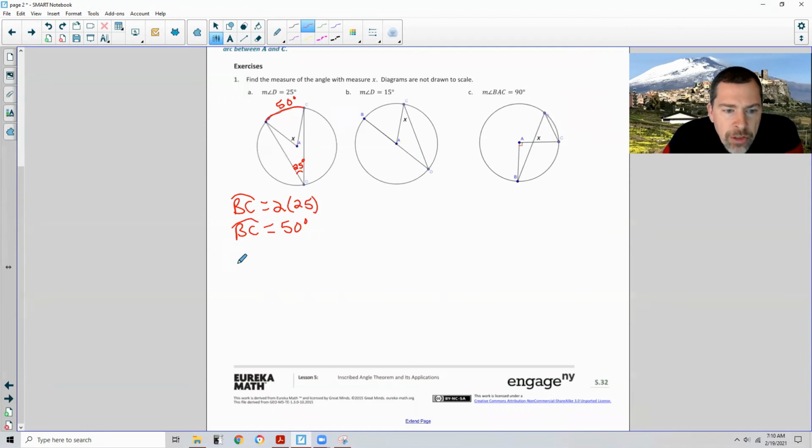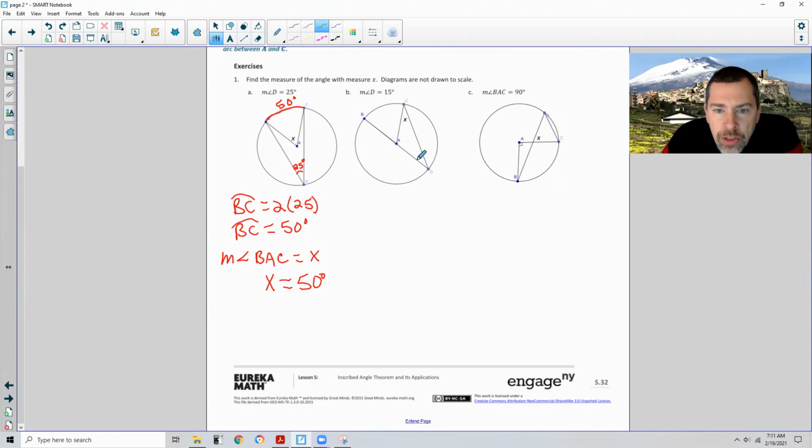So this is 50 degrees. And then the measure of angle BAC equals x, and the measure of angle BAC is equal to the measure of arc BC. So therefore, the measure of angle BAC, or x, is equal to 50 degrees. So the central angle equals the intercepted arc, and the inscribed angle is half the intercepted arc. So when they're shared, the central angle is twice the inscribed angle. Okay, so that's the quick shortcut.